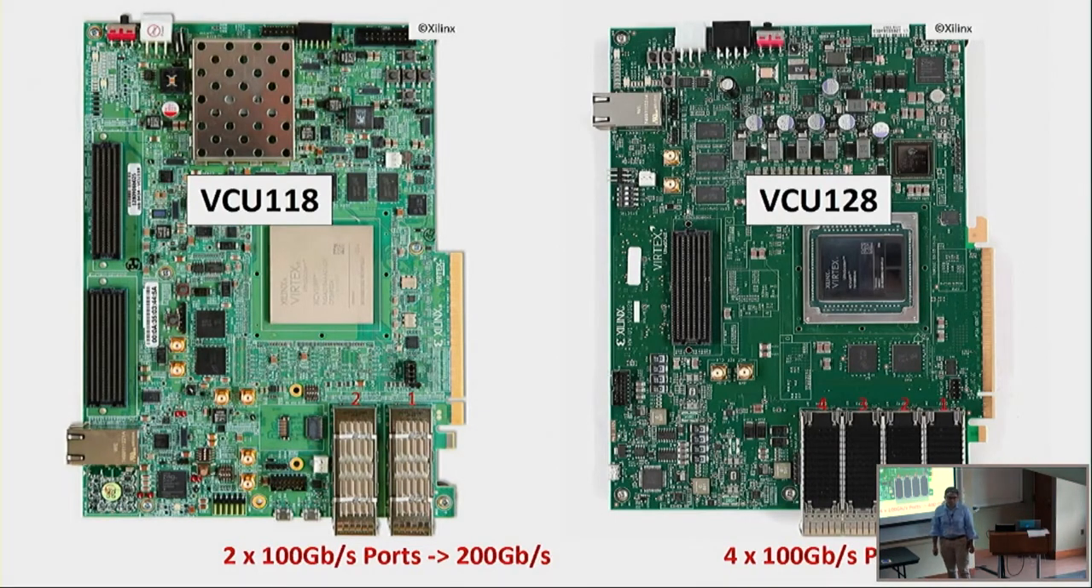So for this project, we are using VCU 118 on the left, which has two 100 gigabit per second ports, which in total will give us 200 gigabit per second. And on the right, we are implementing this project on VCU 128, which has four 100 gigabit per second ports, which in total can provide 400 gigabit of data per second.